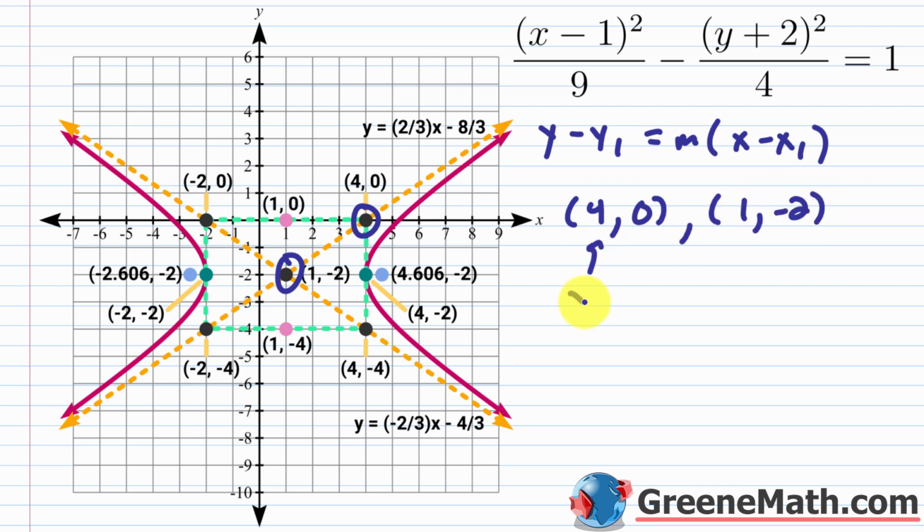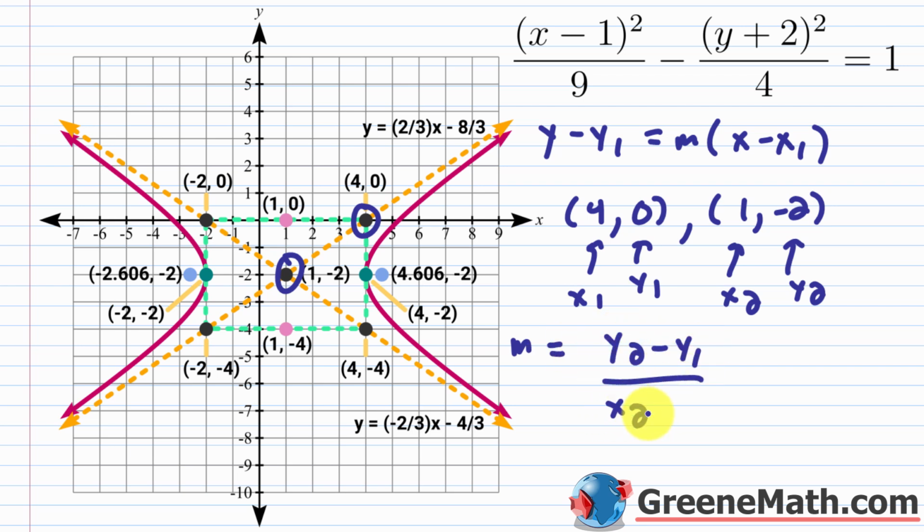So this, let's label it as x sub 1. This is y sub 1. This is x sub 2, and this is y sub 2. So your slope m is equal to y sub 2 minus y sub 1 over x sub 2 minus x sub 1. Y sub 2 is going to be -2, and y sub 1 is 0. And then x sub 2 is 1, and x sub 1 is 4. So here you have -2 minus 0, which is -2, over 1 minus 4, which is -3. Negative over negative is positive, so this is 2/3.